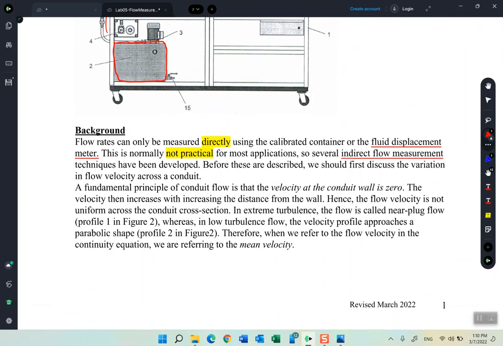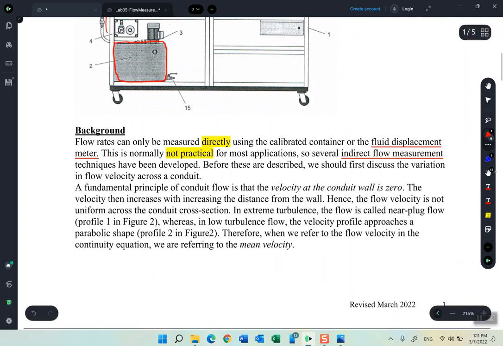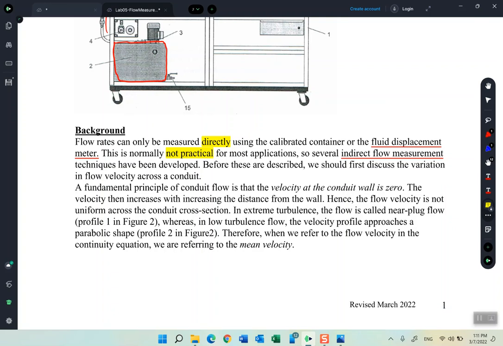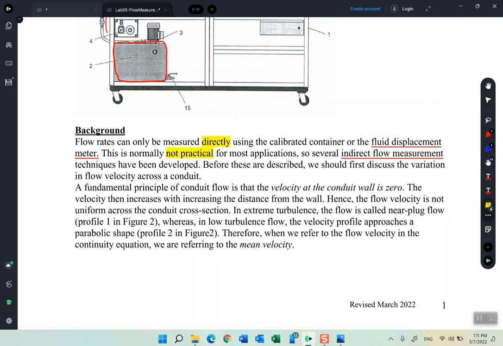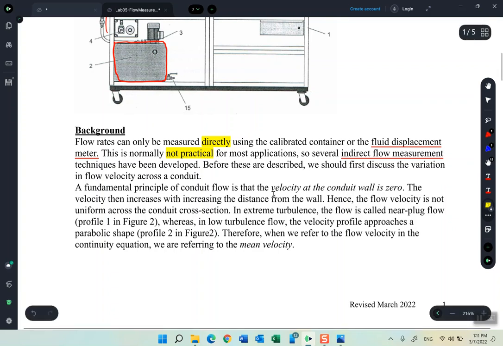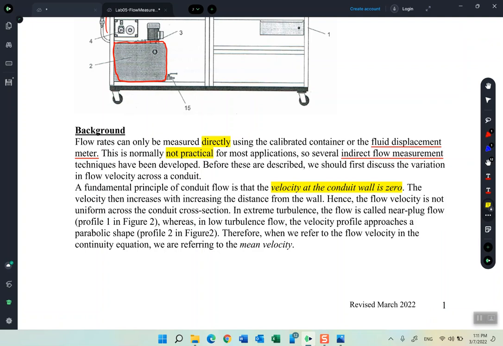Before getting into the measurement devices, there is a very important concept that you should be familiar with. When you are dealing with pipe flow or conduit flow, there is a very important assumption here that the velocity at the conduit wall is equal to 0. So what does that mean?